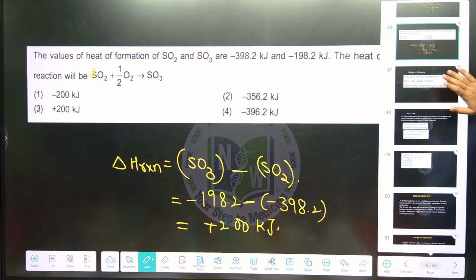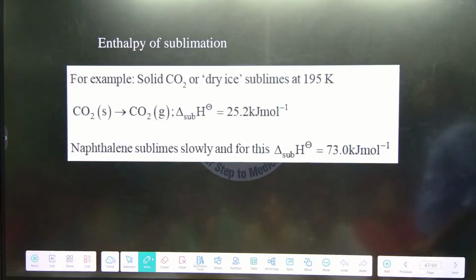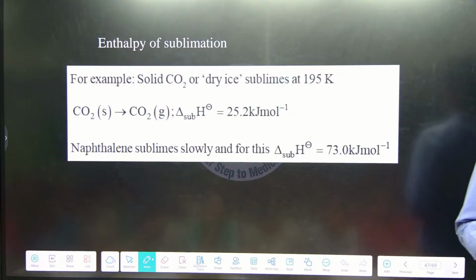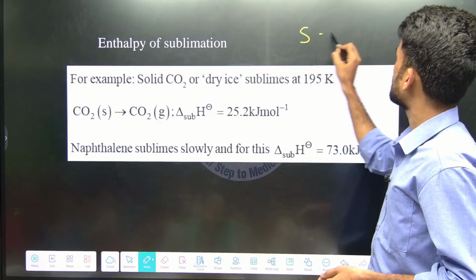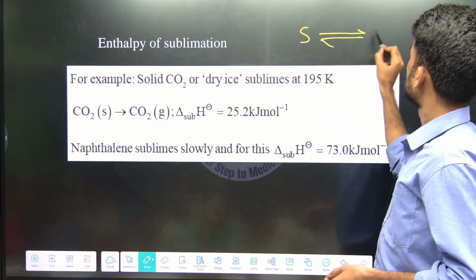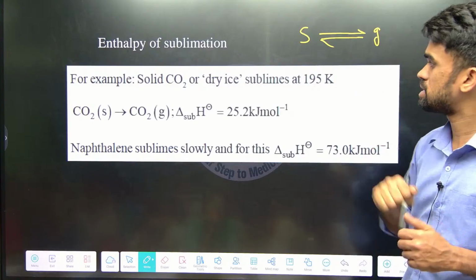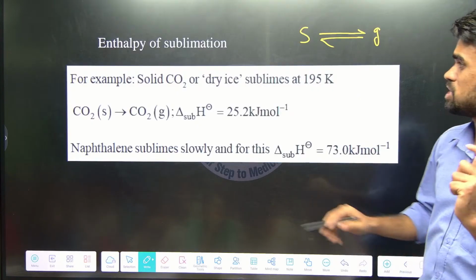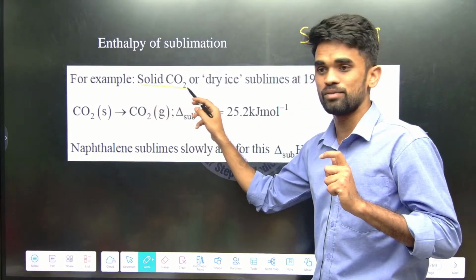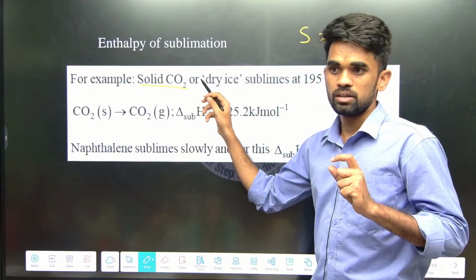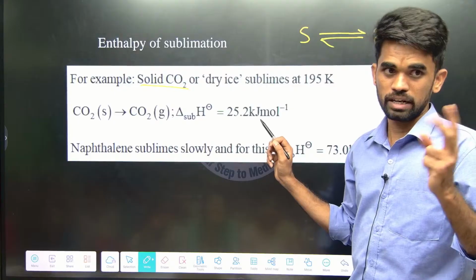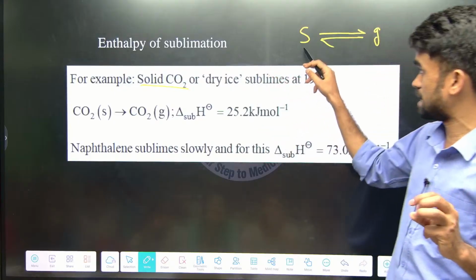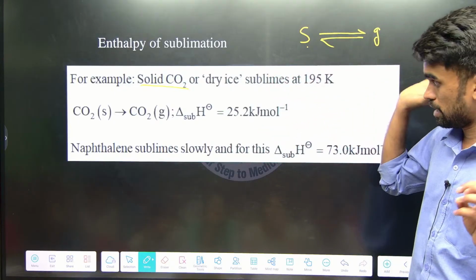Okay. So next one is what? Enthalpy of sublimation. What do we mean by sublimation? If a substance like a solid is directly converting into gas, that process is called sublimation. Some examples for sublimation are dry ice. Solid CO2 is called dry ice. Naphthalene is also one example. Camphor you know now, that is also one example which converts directly from solid to gas.